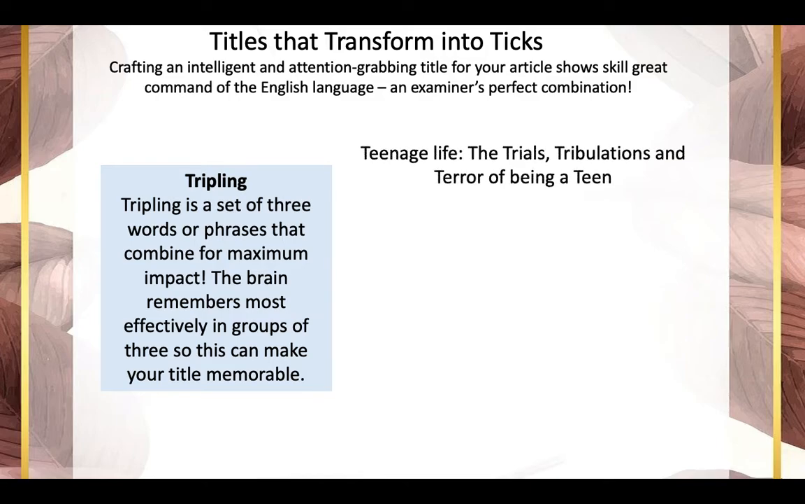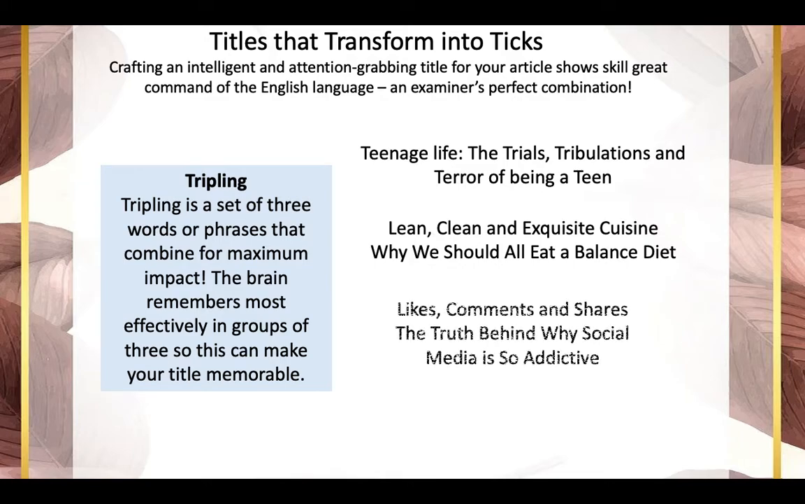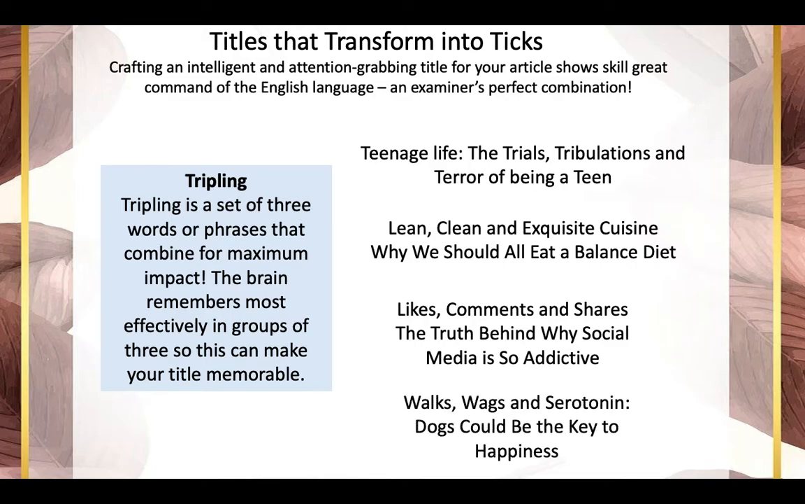So for example, teenage life, the trials, tribulations and terror of being a teen. Obviously that one's being combined with alliteration. These techniques don't need to be used in isolation. Lean, clean and exquisite cuisine. Why we should all eat a balanced diet. Likes, comments and shares. The truth behind why social media is so addictive. And then lastly, walks, wags and serotonin. Dogs could be the key to happiness.